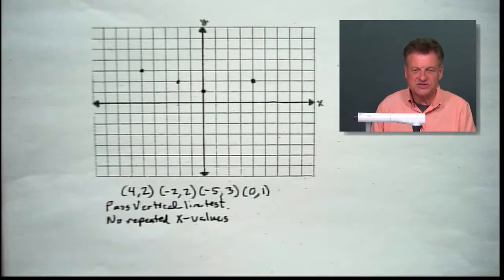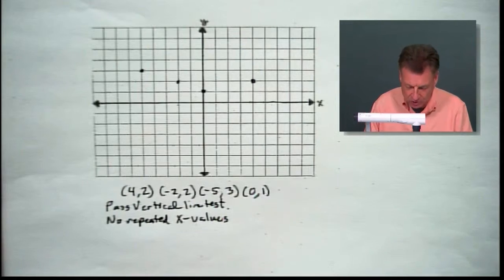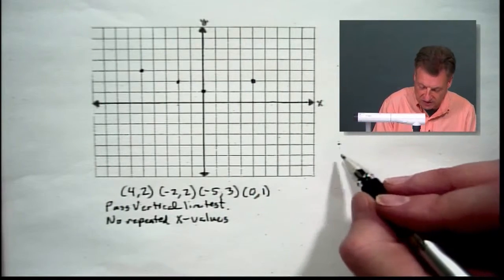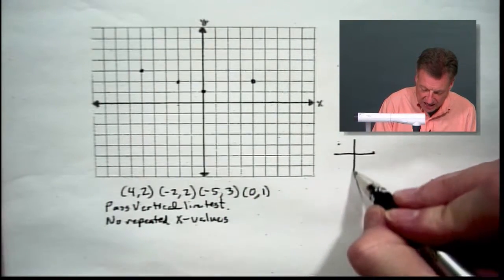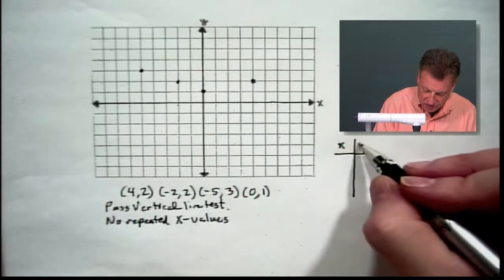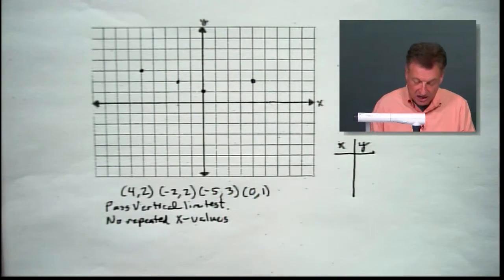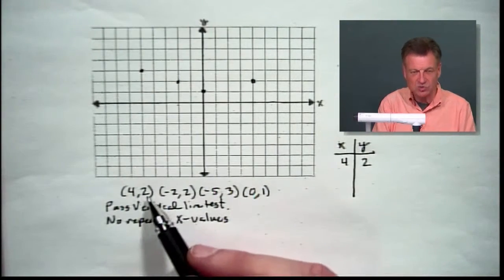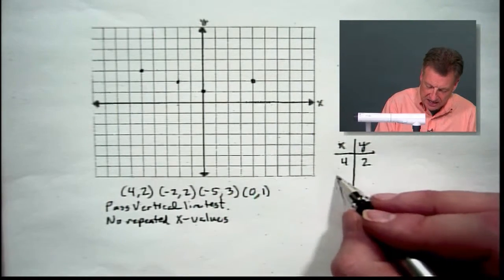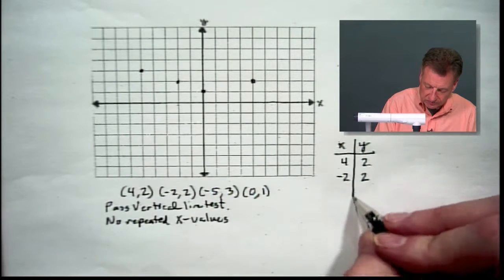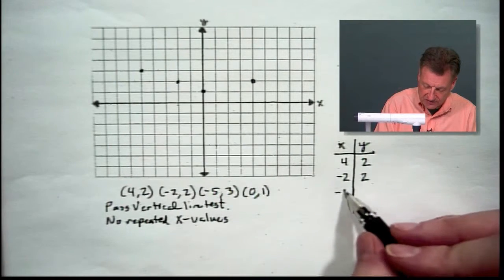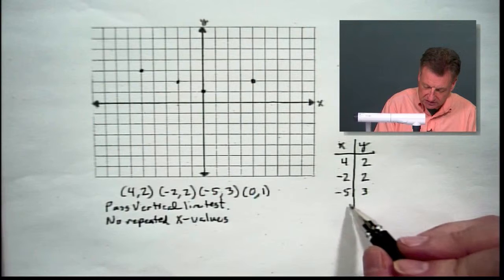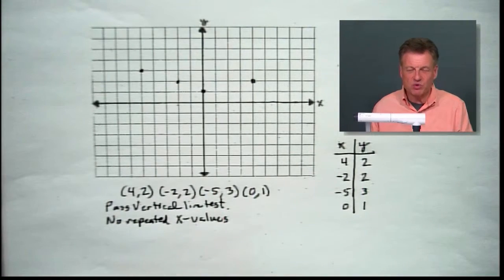Now, you're saying, what is this thing about a table? What are we talking about with a table? Well, a table, I'm going to put it right over here. I think we've got enough room. We're going to make x, y out of this. And it's another easy way to line things up. You're going to put 4 and 2. There we go. See that? There's x, y. How about it? -2, 2. -5 and 3. And there comes 0 and 1. So that's what we mean with the table.